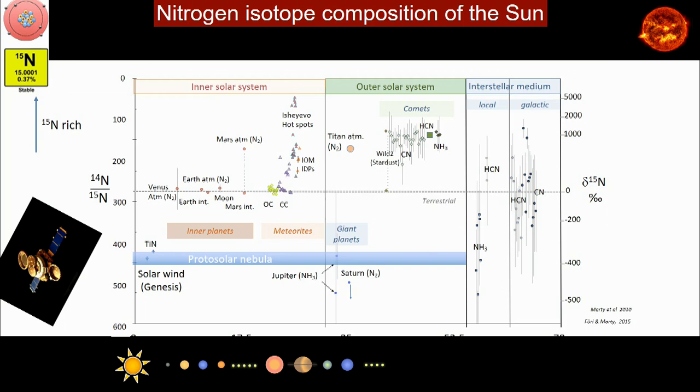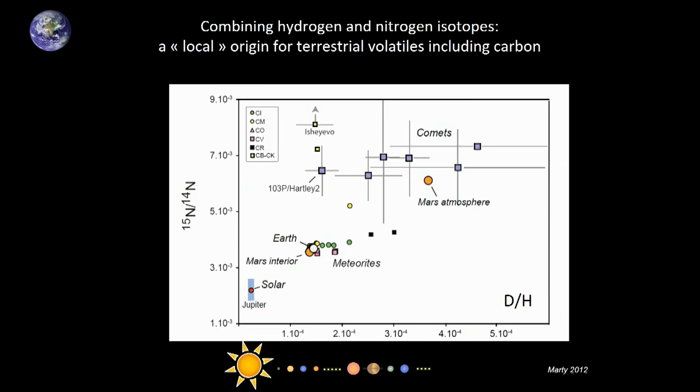And now you can put together these two types of tracers, like the D/H ratio and the nitrogen isotope composition. If you do so, some logic starts to emerge. It seems that you have at least three reservoirs, distinct or maybe continuous, but three reservoirs.